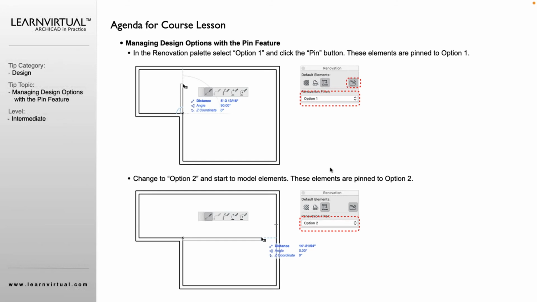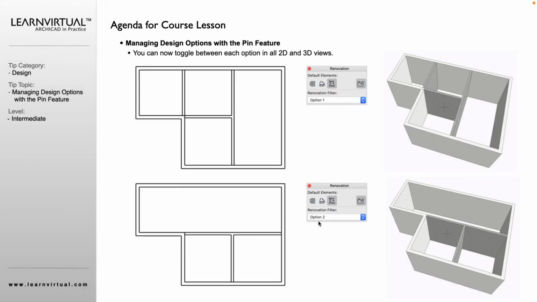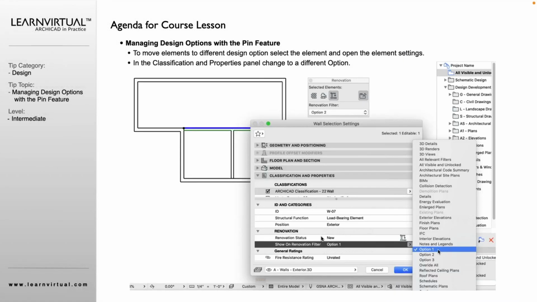Now, if I were to select this renovation filter and now select option 2, you'll notice that this wall goes away, and now I start to draw new walls that are assigned to the option 2 filter. So now when I select option 1, it shows me these walls that were assigned to option 1 using the pin feature. And when I select option 2, it shows these walls that were assigned to the option 2 filter. So a really easy way for you to set those up and use that.